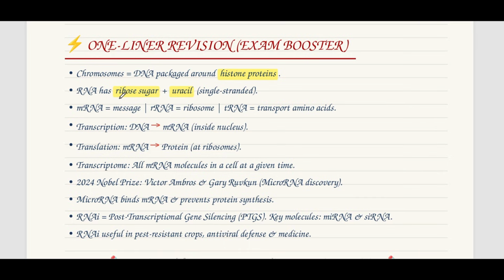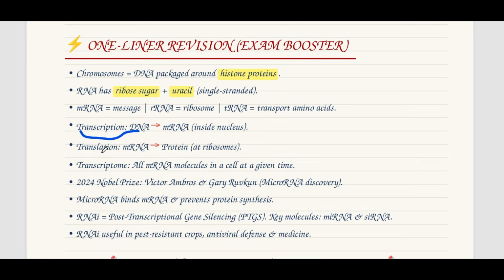RNA has ribose sugar and uracil, and it is single stranded. Messenger RNA carries the message, ribosomal RNA, and tRNA transports amino acids. Transcription: DNA is converted into RNA, that is mRNA. Transcription happens inside the nucleus.